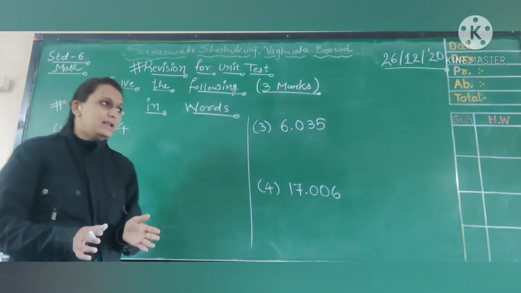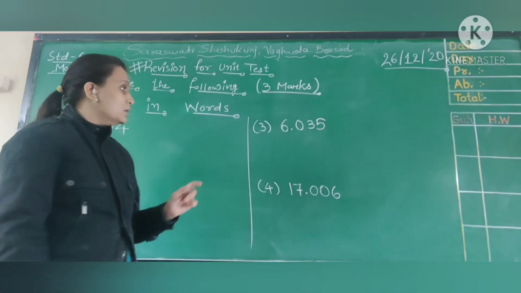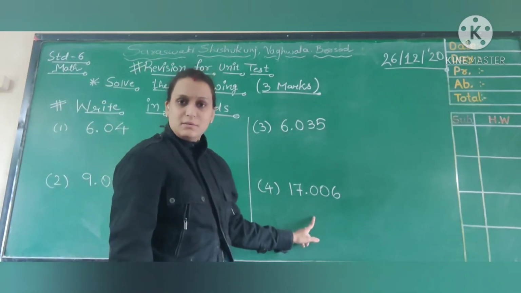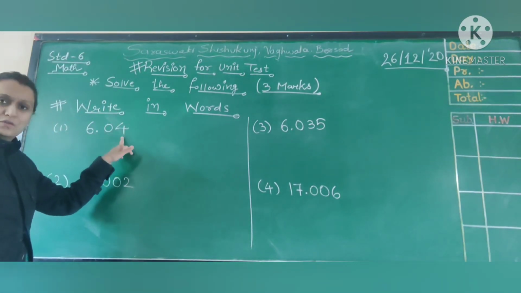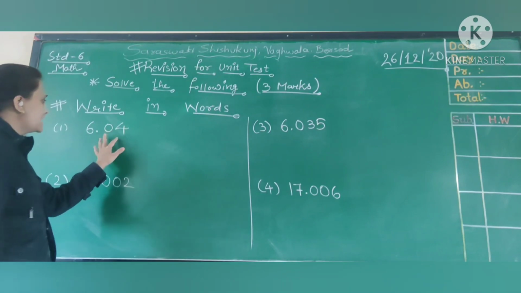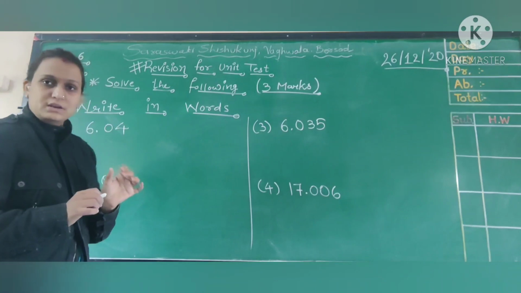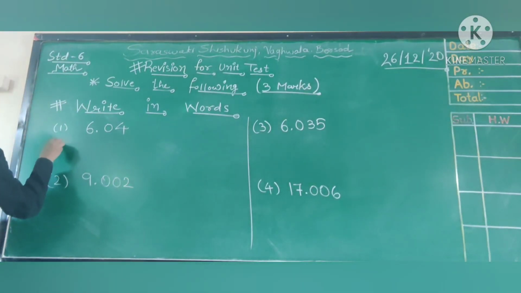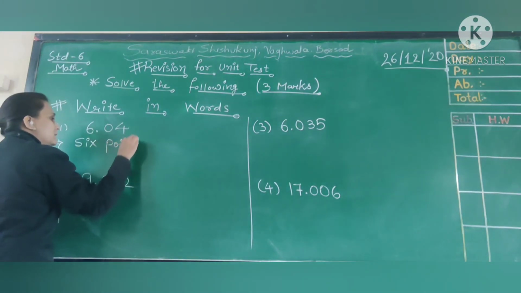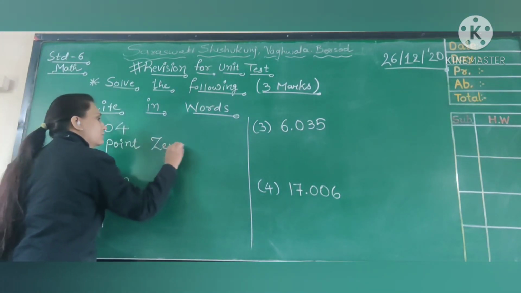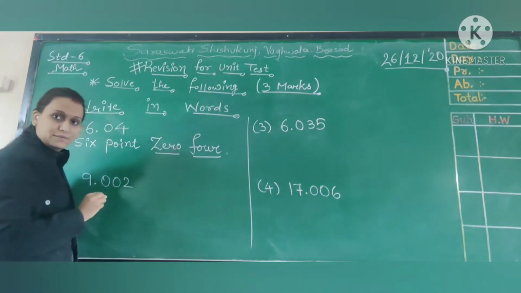See, we write simple numbers like suppose 102, 432. But how can we represent decimal numbers in words? So let us see here. The first number given is 6.04. See, after the decimal we cannot take digits together. We have to write individual digits. So here the first number is 6.04. After the decimal you have to write the digits individually.